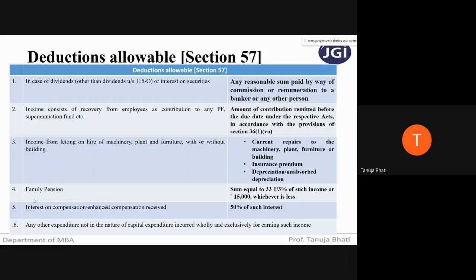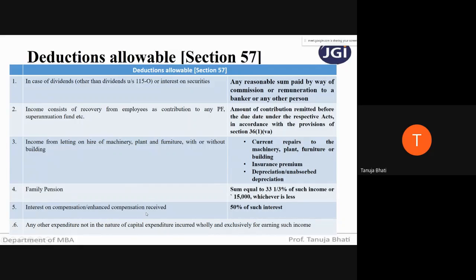Family pension, if you are receiving it, will be taxed under the head income from other sources. But the deduction you can get for family pension is a sum equal to 33 1/3% of such income or 15,000, whichever is less. So suppose your family pension is 50,000. Then 33 1/3% of 50,000 or 15,000, whichever is less, you will get as a deduction.